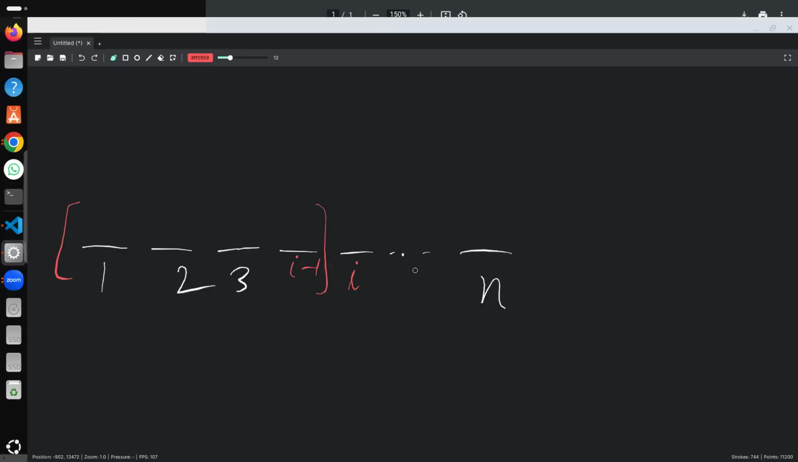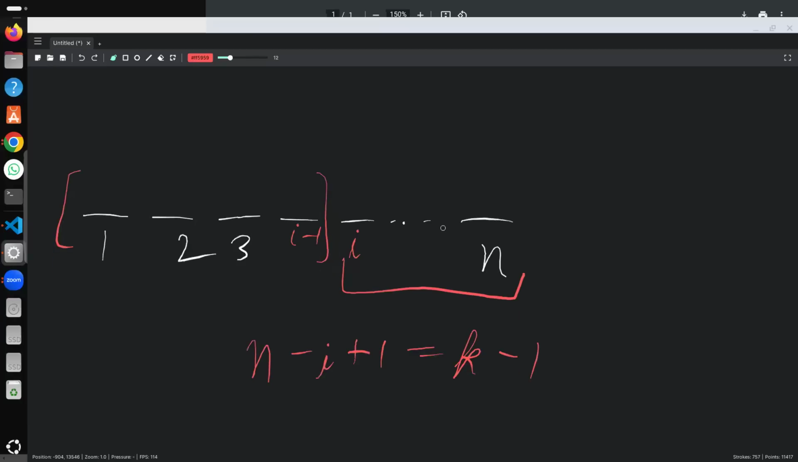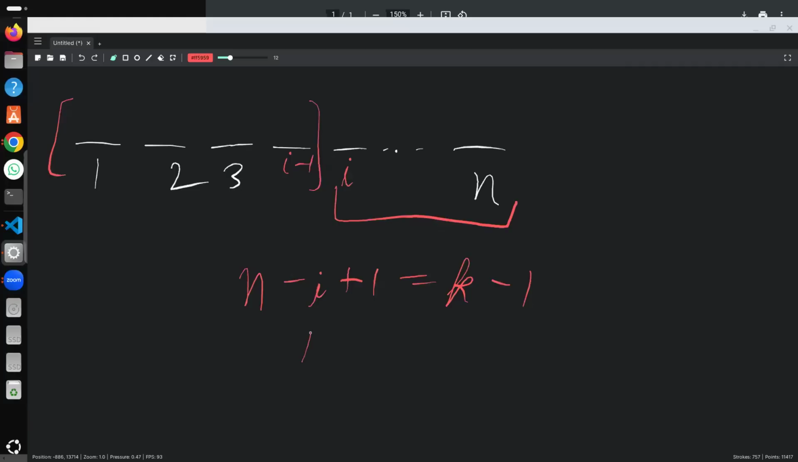Okay. So basically, just count how many elements there are in between I to n. How many are there? It is just n minus I plus 1, right? And they should be equal to k minus 1, right? So actually, we can take I up to n minus k plus 2. I mean, this is in one indexing, right? In one indexing, this is like this.